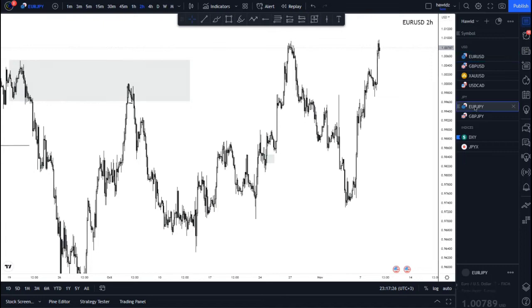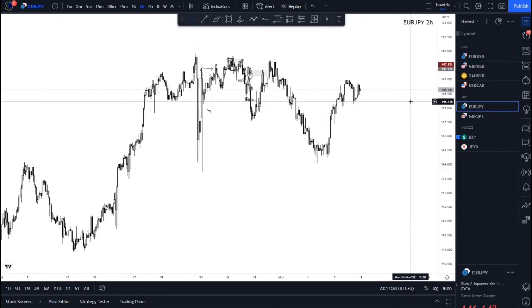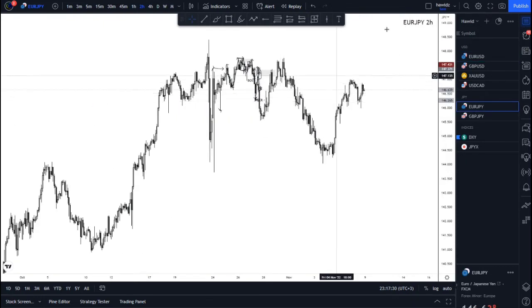Now, coming back down to these JPYs, right? So this is where I make the difference. We have a euro in here and the JPY, meaning what? With the presence of the euro, this pair is actually going to be active during the London session.